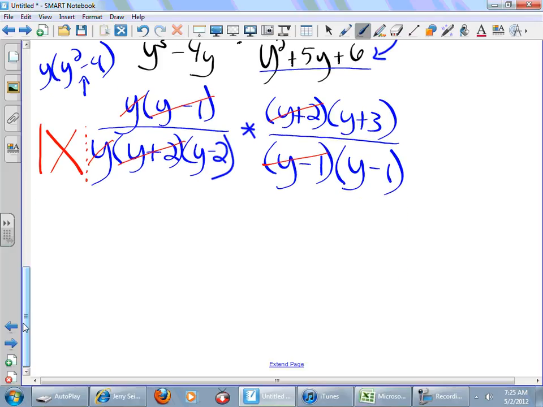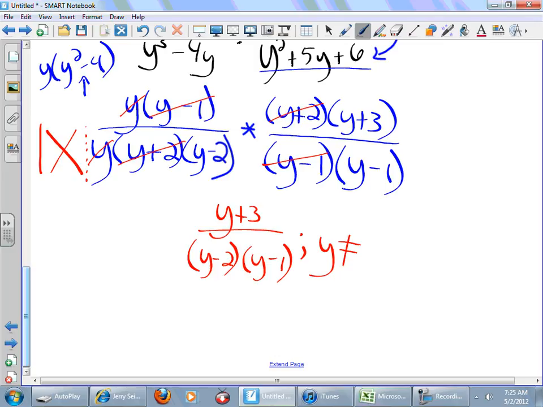So now I'm ready to multiply my numerator. The only thing left is a y plus 3. My denominator, I still have a quantity of y minus 2 and a quantity of y minus 1. And again, if you want to FOIL that out, it's not wrong, but I love this answer because I can tell that it's in simplest form.